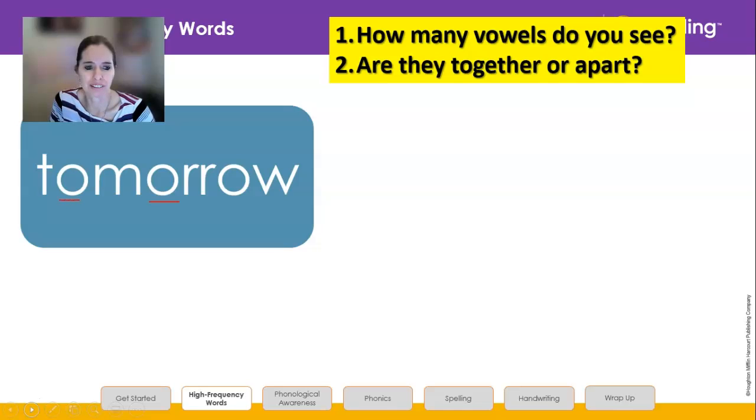Ask the question. How many vowels do you see? Are they together or apart? You may notice I underlined OW because I know that's a vowel chunk. This says O or ow, right? So I'm going to keep those together because I know that. Good job if you wrote 3. Now chunk it and then read the word before you go on.